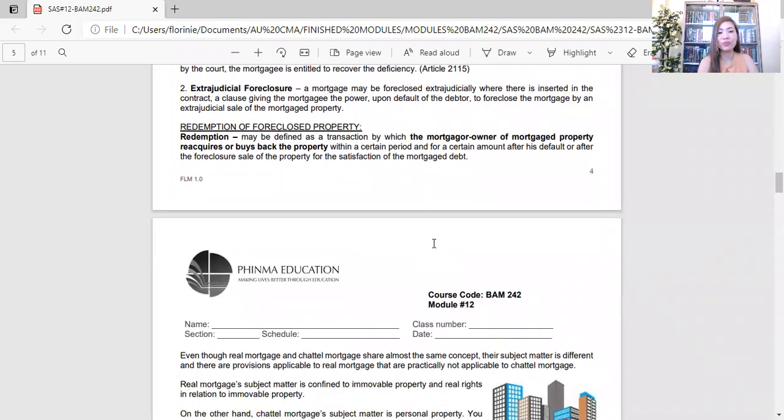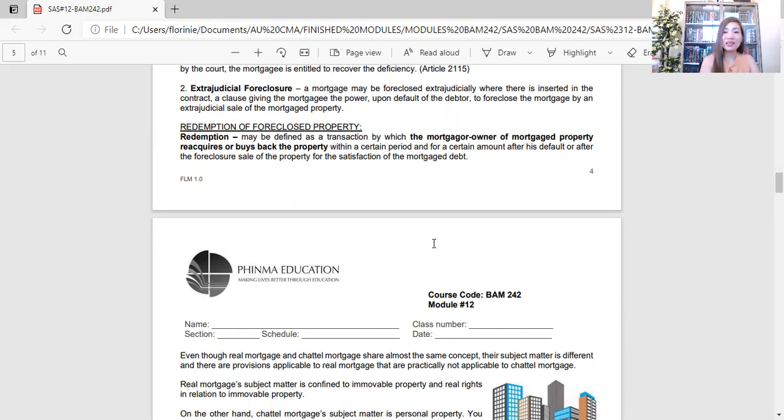Sabi rito, redemption. It may be defined as a transaction by which the mortgagor-owner of mortgaged property reacquires or buys back the property within a certain period and for a certain amount after his default or after the foreclosure sale of the property for the satisfaction of the mortgage debt. So you see, na-foreclose na pero nahahabol pa, pero hindi ito forever. May limited time lang ito. May certain period of time lang ito.